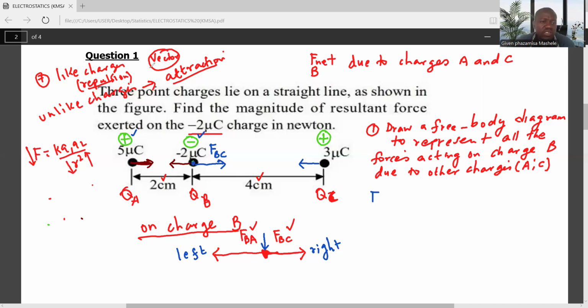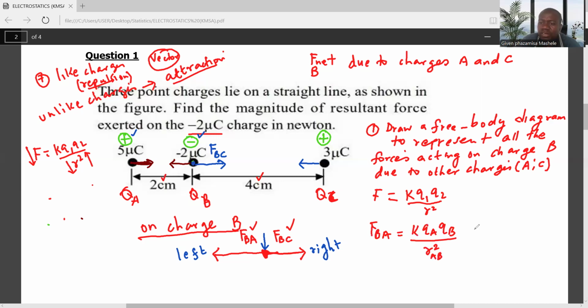Let me use the red color. I apologize, guys. So I'm going to say F equals K charge 1, charge 2 over R squared, this is our formula. But now, since we are dealing with the force on B due to A, we're not going to write charge 1, we're going to say K, charge A and charge B all over R squared. This is between A and B.